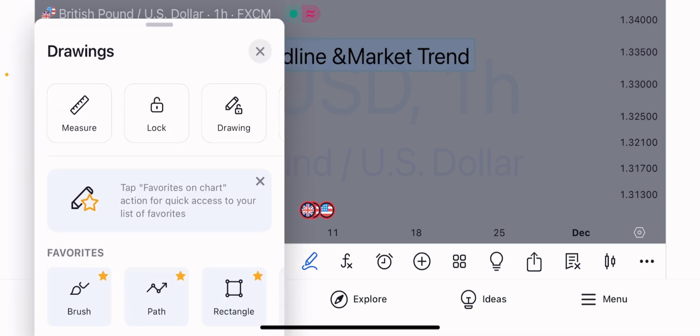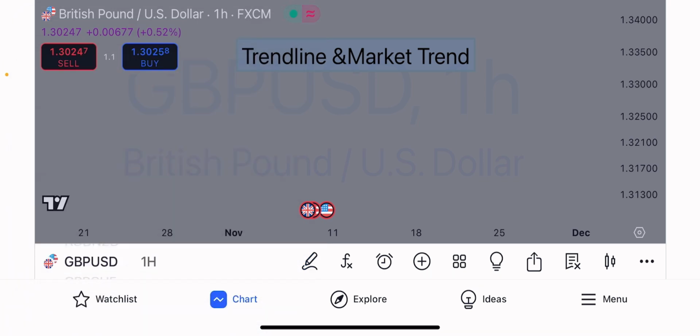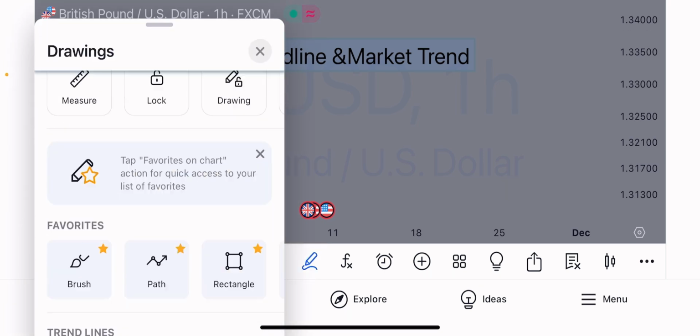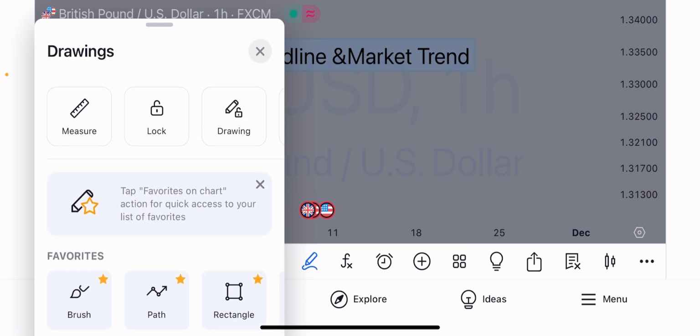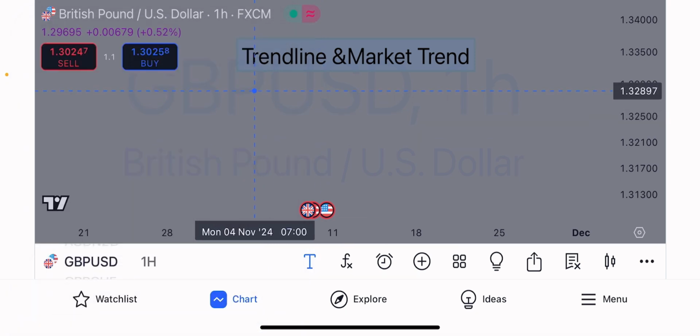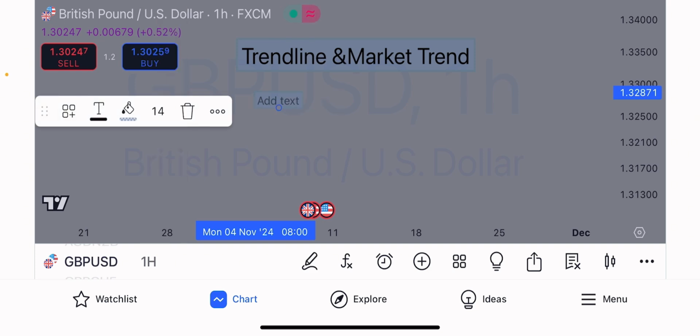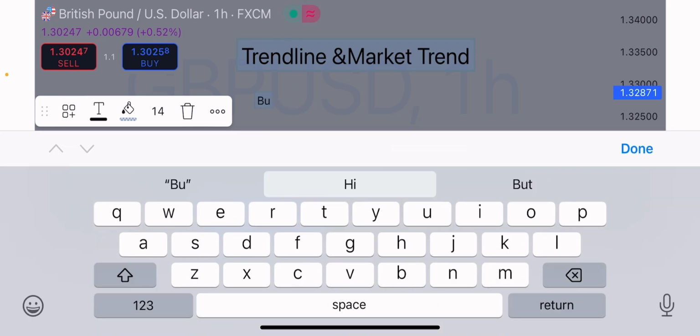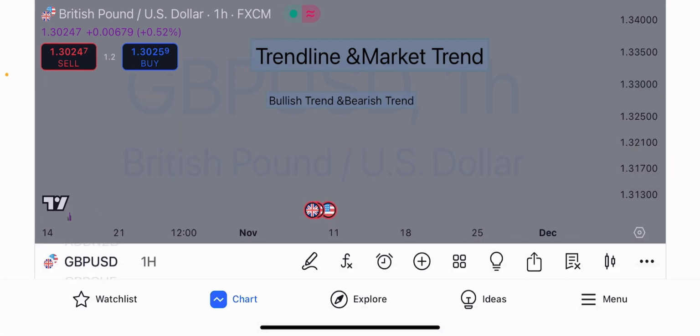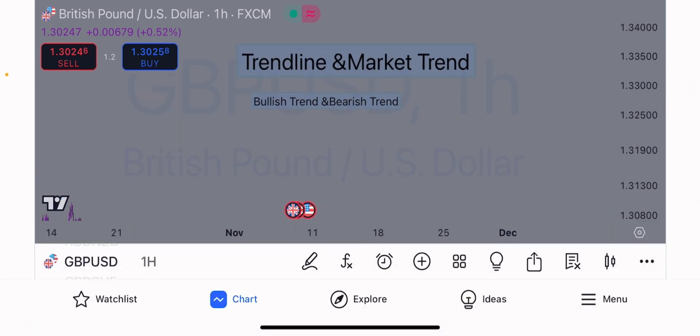And in a bullish trend, I'll just add a text here. Bullish trend, and bearish trend. Okay, bullish trend and bearish trend. I think this is good, right?